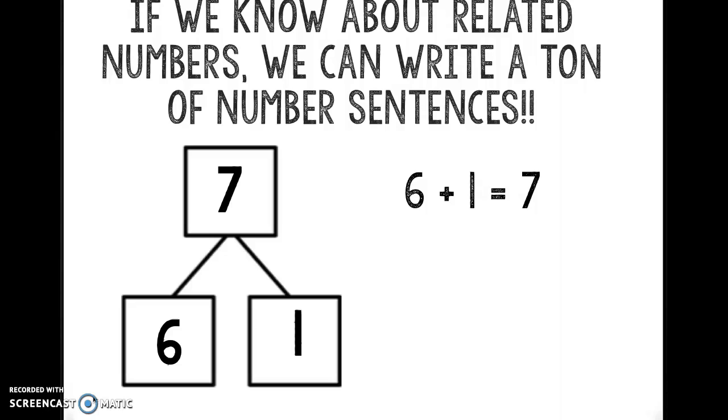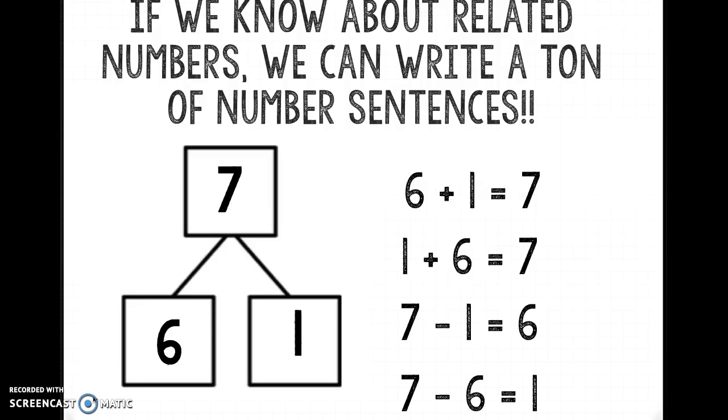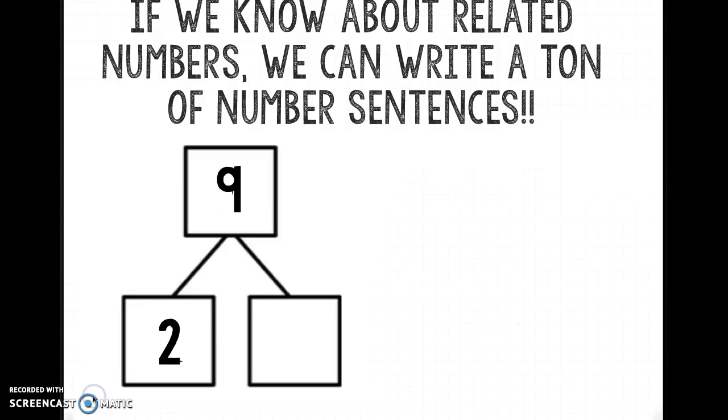Let's go ahead and fill in our number bond. Perfect. Now, if I know 6 plus 1 equals 7, I can just add the parts in a different way, saying 1 plus 6 equals 7. I could also do subtraction, starting with my whole amount, minusing or taking away one of the parts. So I could say 7 minus 1 equals 6, and I could also say 7 minus 6 equals 1. Look at all those number sentences. Woo! All right, it's your turn.